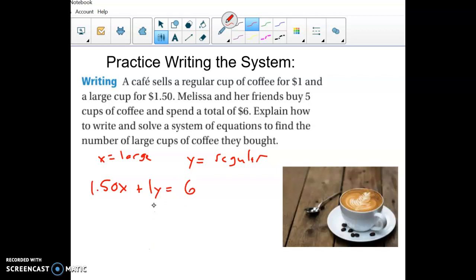All right, and then they buy 5 total. So again, you have just like an x plus y, because the large plus the regular has to be 5. So that's going to be your other equation, is just adding them together. You have a total of 5 cups. All right, that is it. So again, we'd have to solve this, but I'm not going to do that here. I think you got enough practice with that on the other example. So just know that on the story problems, you have to write them, then solve. All right, that's all. Thanks for watching.